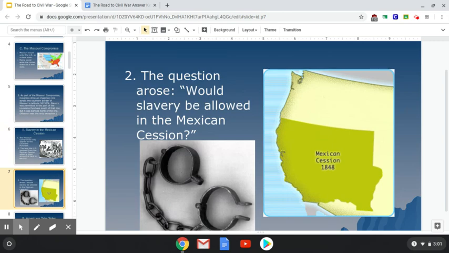The question arose: would slavery be allowed in the Mexican Cession? The Mexican Cession started in 1848, and it was this land or territory right here where California and Arizona are. And the question was obviously, would that be allowed?